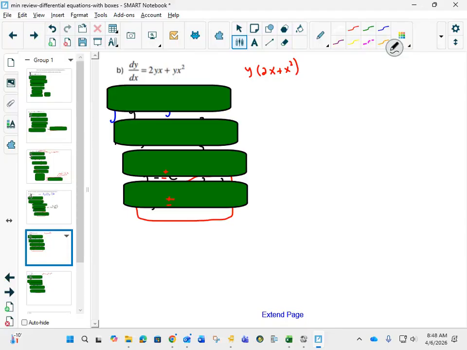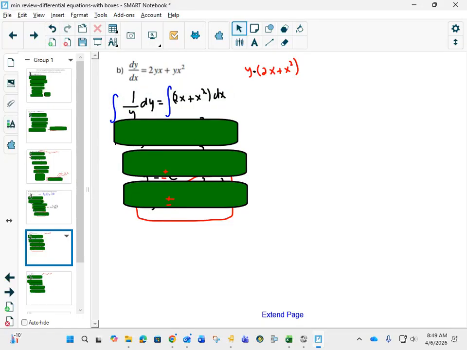But here, if I factor out the y, I can change this from adding to multiplying. And with the multiplication right here, my x and my y's are separated. So that lets me move the y to the left by dividing. I move the dx to the right. And then I can, again, integrate both sides.